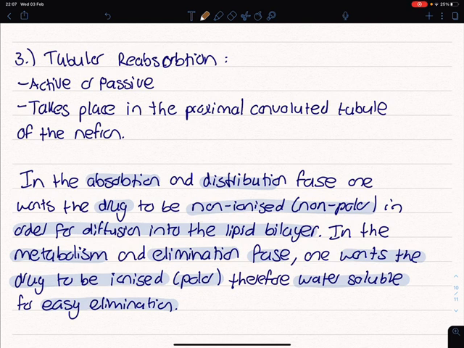In the absorption and distribution phase, you want the drugs to be non-ionized, non-polar, non-charged, so that they are lipid soluble and they can diffuse through the lipid bilayer. But in the elimination and the metabolism phase, you want the drugs to be ionized, which means polar or charged, so that they are water soluble, so that they can be easily eliminated. But in the tubular reabsorption in the elimination phase, you want the drug to be non-ionized, so that it's also lipid soluble. So yeah, I hope this makes sense.